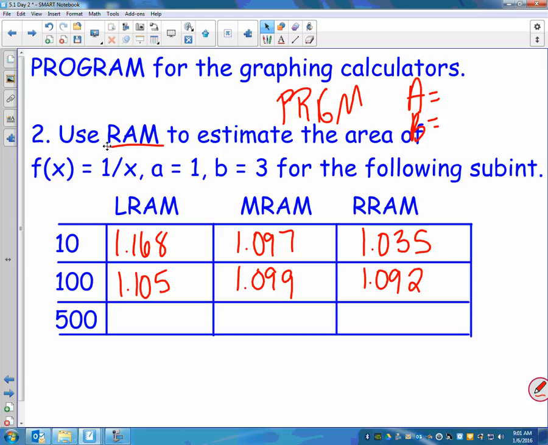And so if you see a question that says use RAM to find the value for this, sometimes people get confused and they're like, well, do they want me to do LRAM, MRAM, or RRAM? If they say use the program, they're wanting you to pick enough subintervals that you can approximate the actual value of that.